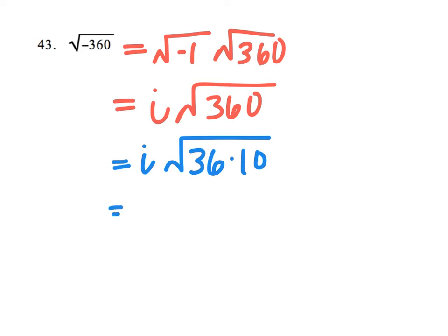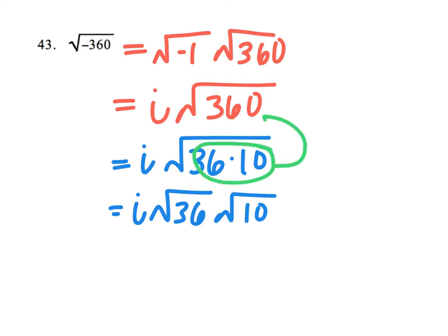I can break that apart, so I have I times the square root of 36 times the square root of 10. Remember in my last step, mostly what I'm doing is I'm trying to find two numbers that when I multiply them together, they give me the other one. Now if I simplify, the square root of 36 is 6, so I have 6I root 10. And this should be our final answer.